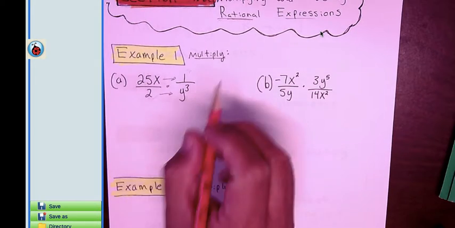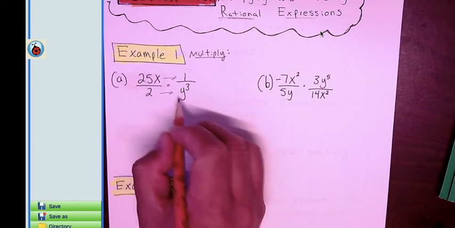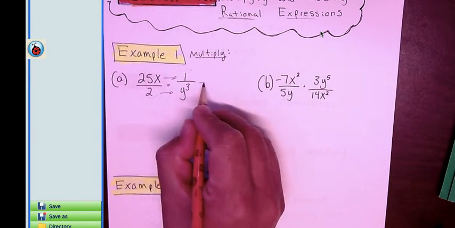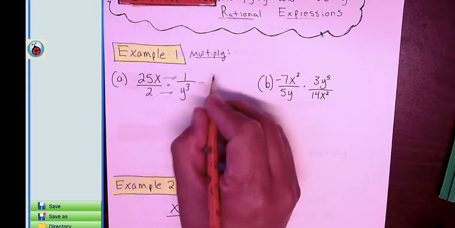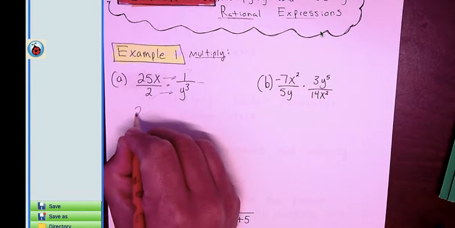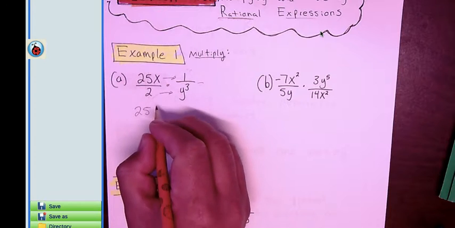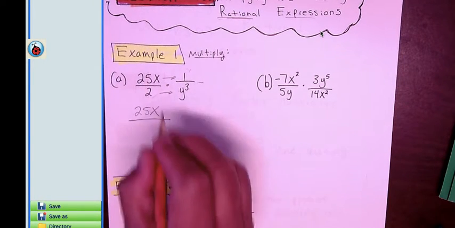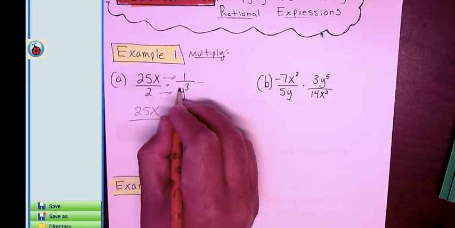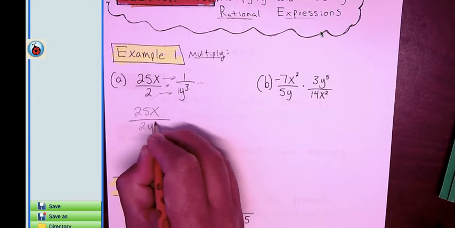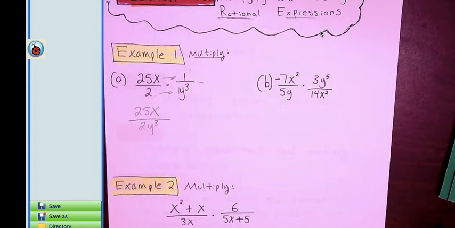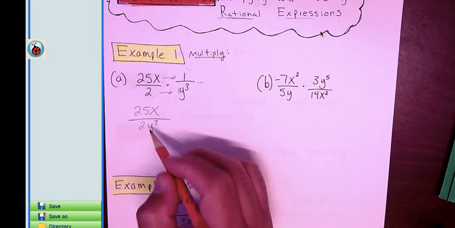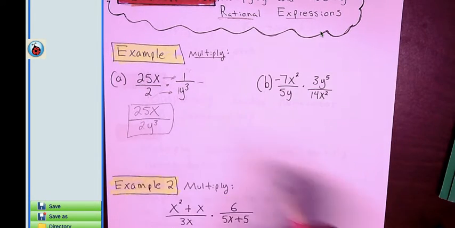So this one, you can't really do anything. So all you have to do is multiply across. So 25x times 1 would be 25x over, and then 2 times, there's a 1 here, so 2y cubed. And that's it. You can't really simplify this, so that would be the answer.